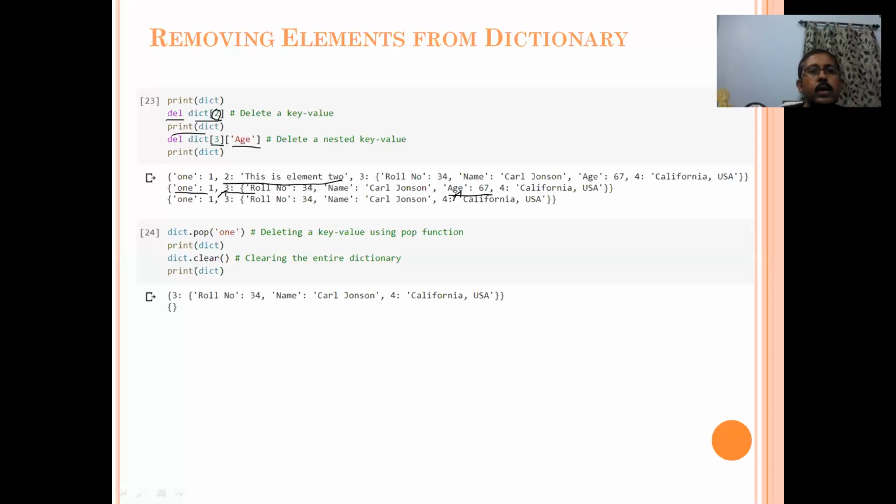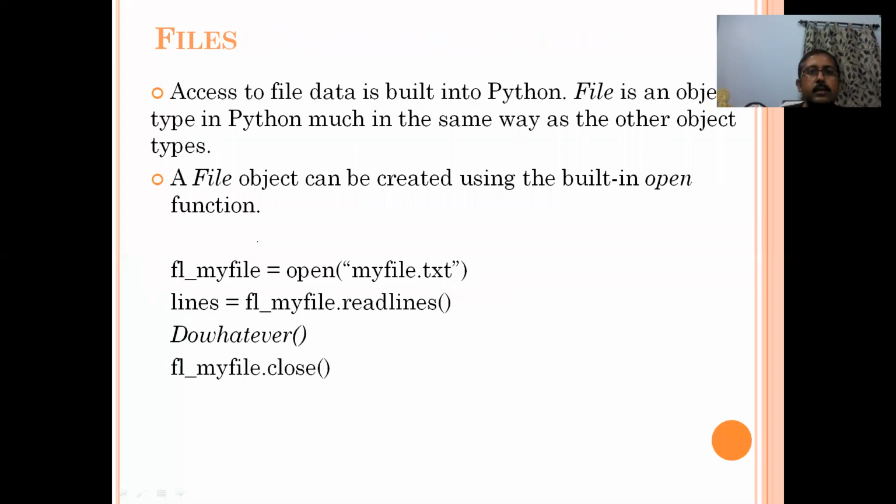Now, if I want, in one shot, to clear the whole set of elements in a dictionary, I can use the dict.clear or the dictionary object.clear. That will simply eliminate all the objects and it will return an empty dictionary object, right? This is how we clear the elements of a dictionary, right? So that said, we are done with the dictionary data type.